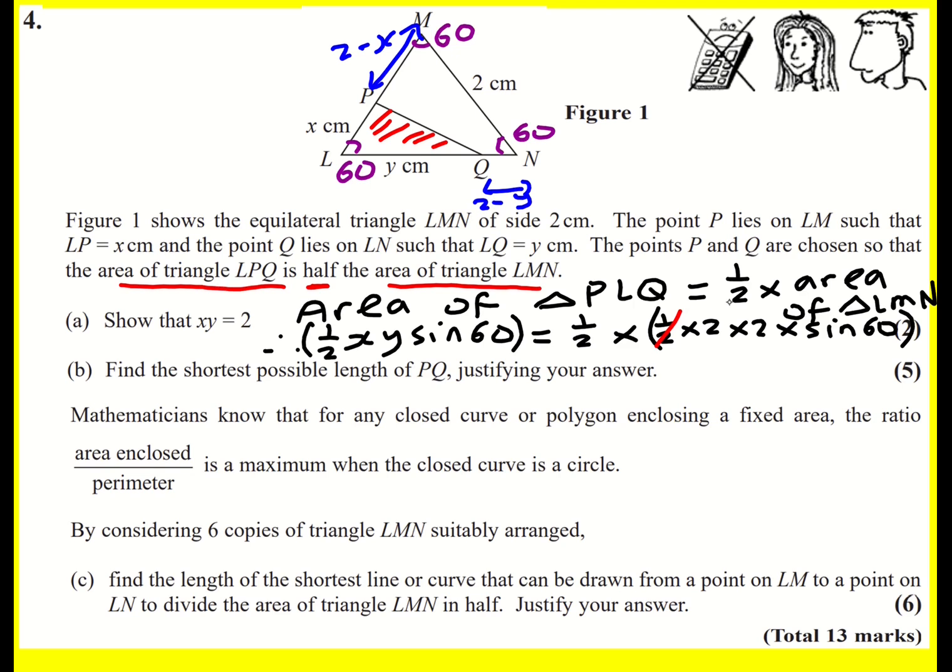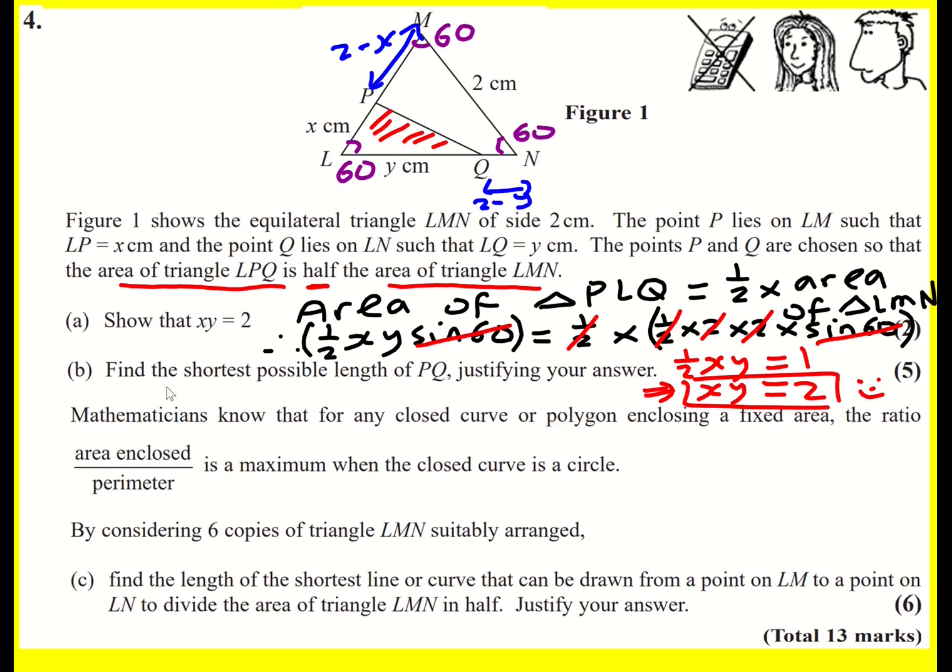Now, this half will cancel with this 2, and this half will cancel with this 2, and this sine 60 will cancel with this sine 60, and I'm left with a half xy equals 1, from which it follows xy must equal 2. And we've done the first part of this question.